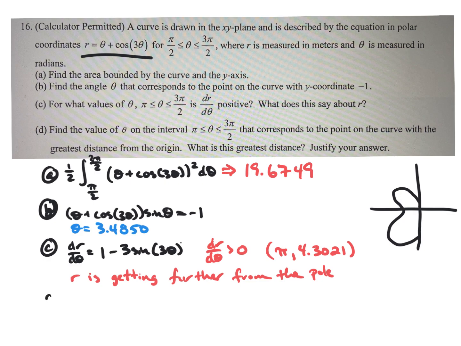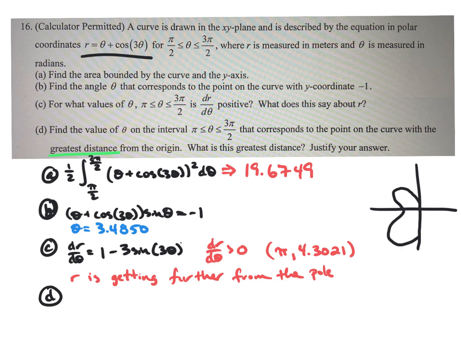All right, part D now. Find the value of theta on the interval pi to 3 pi over 2 that corresponds to the point on the curve with the greatest distance from the origin. What is the greatest distance? Justify your answer. All right, fantastic. So on this one, this is basically asking for a greatest distance, which is another name for a maximum. And so what do you need to do for a maximum? Take a derivative and set it equal to 0. Okay, we kind of just did that, but you need to show that you tested what?